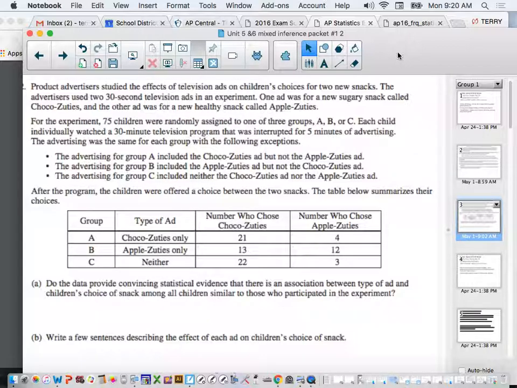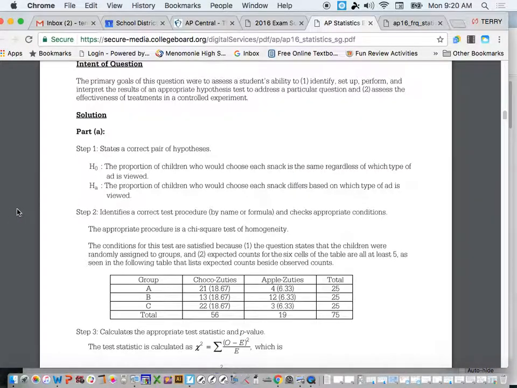So that's what part A is all about. Here's the answer key. It talks about the intent of the question. The intent of the question is just, can you conduct a hypothesis test? So for part A, these are what they're looking for in the answer key. Do you have a correct pair of hypotheses? Null, that the proportion of children who chose each snack is the same regardless of which type of ad is viewed.